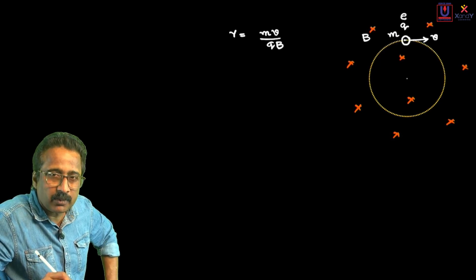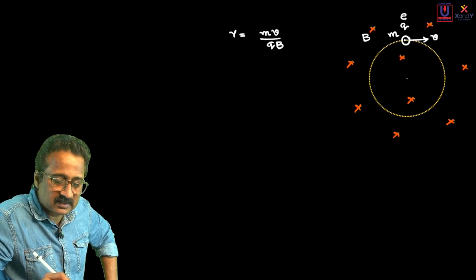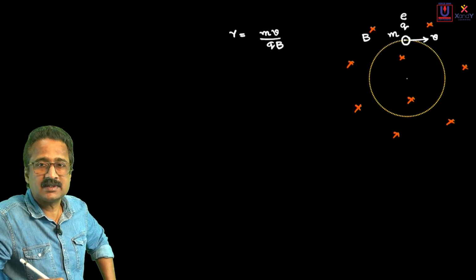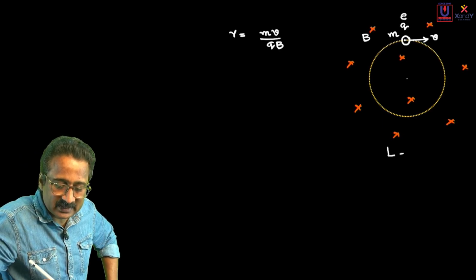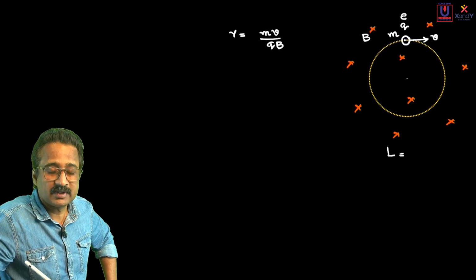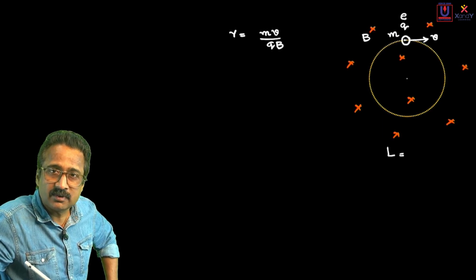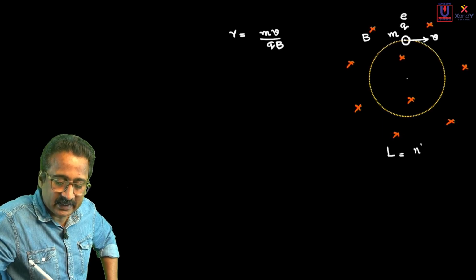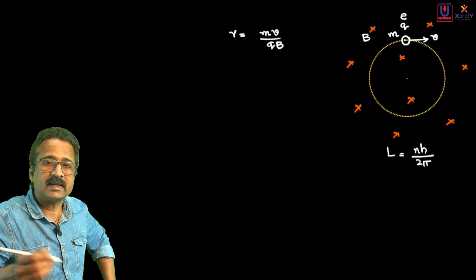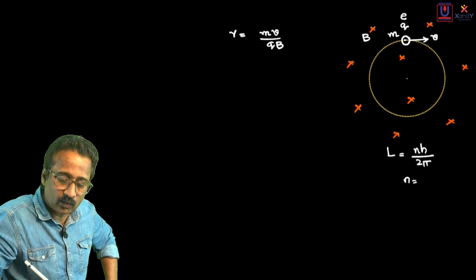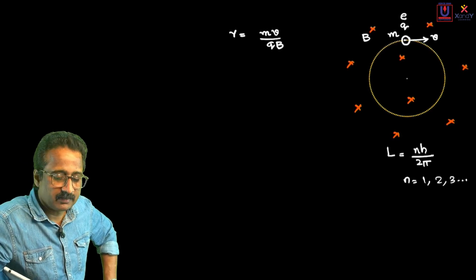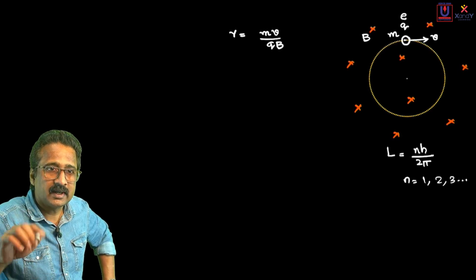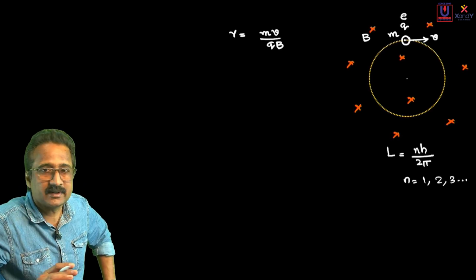Now, what is more important here is that this radius is in such a way that Bohr's quantization is applicable. Remember, when an electron is revolving inside an atom, its angular momentum L is always quantized. It is an integral multiple of h by 2 pi. Or I can say L of any electron inside an atom is given by nh divided by 2 pi, where n can have values like 1, 2, 3, etc., depending upon the state of the electron. n equal to 1 stands for ground state, n equal to 2, 3, etc. stand for excited states.